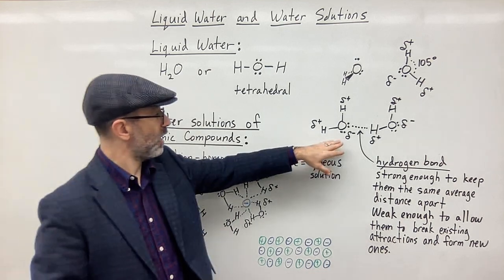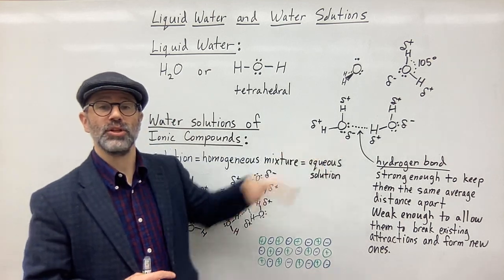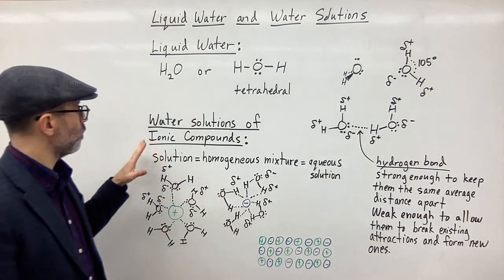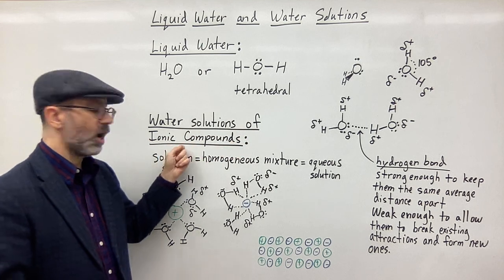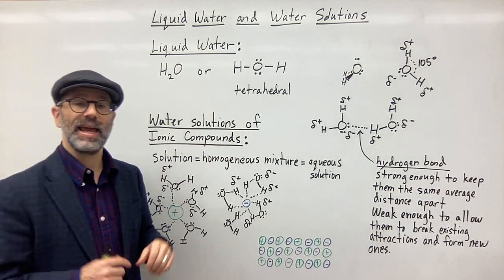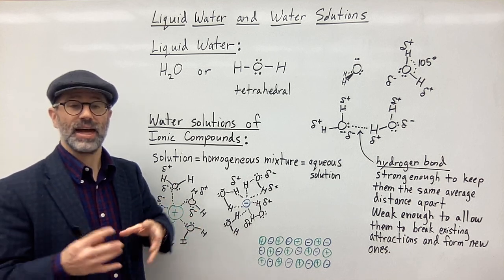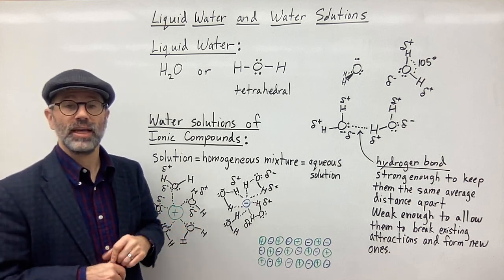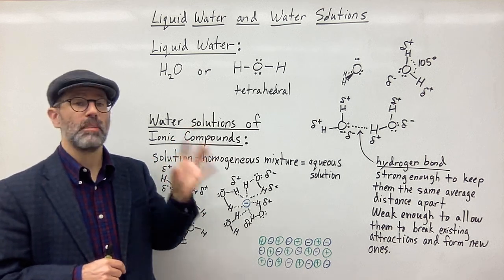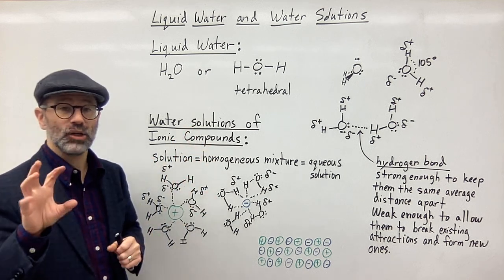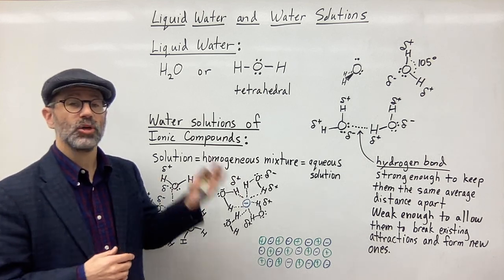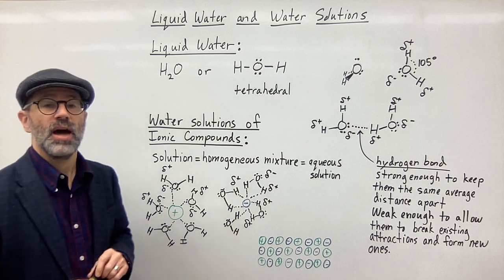This is really important to understand when you're talking about solutions. So let's go ahead and talk about solutions. When we talk about water solutions of ionic compounds, and remember, an ionic compound is a compound made up of ions. Ions have charges, right? They can be molecular, like a molecule with a charge, like a polyatomic ion, or it could be a single atom, a monoatomic ion, like sodium and chloride ions, right?